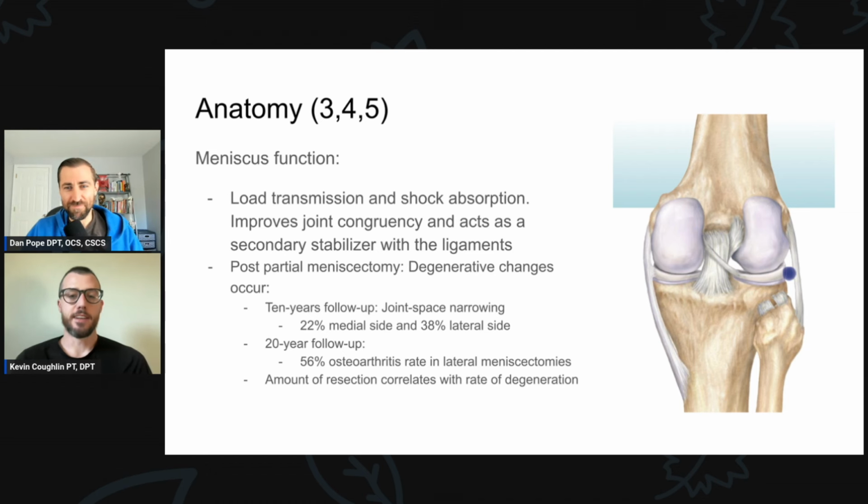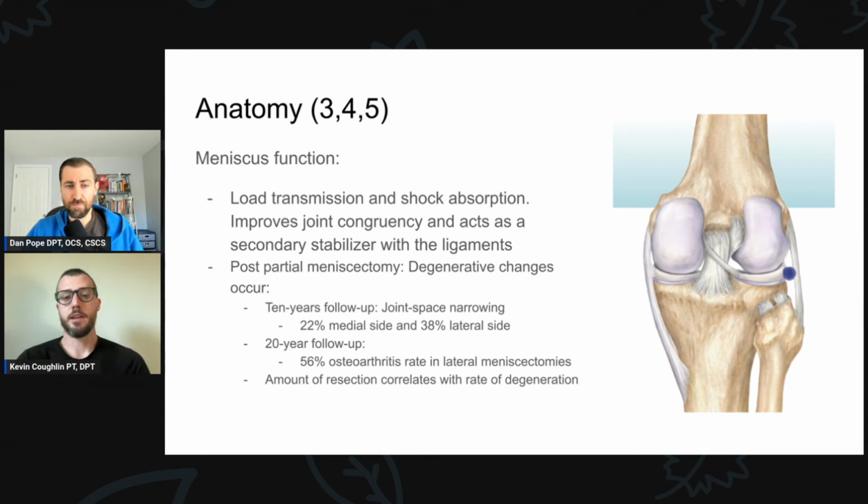All right. Now getting into the function, we did talk about how the meniscus's primary function is to transmit load throughout the joint and for shock absorption. So it improves the joint congruency and acts as a secondary stabilizer with the ligaments in the knee. This is important for dissipating stress and making sure that it's not located too much in one area.